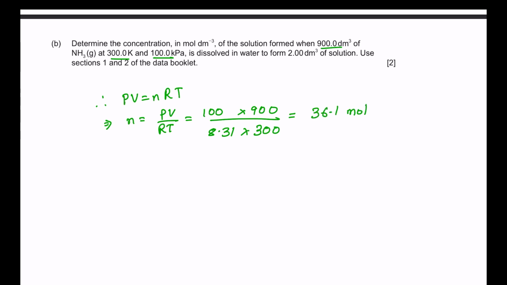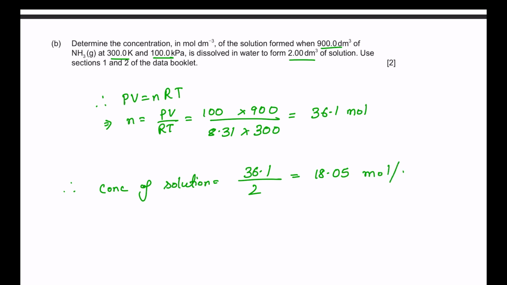Now we are dissolving these moles in 2 dm³ of solution. So the concentration of solution will be the moles divided by volume. Volume is 2. The answer will be 18.05 mole per dm³. And this will be the answer to part B.